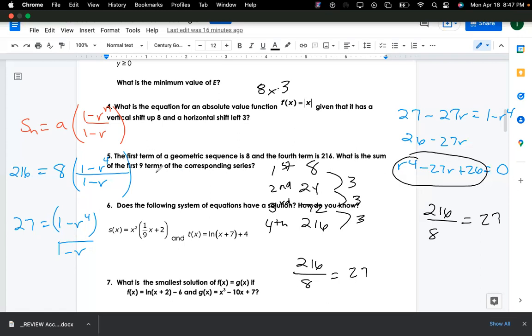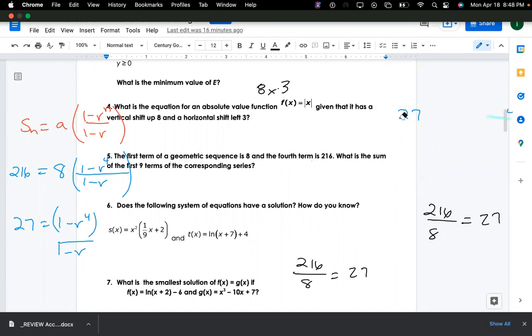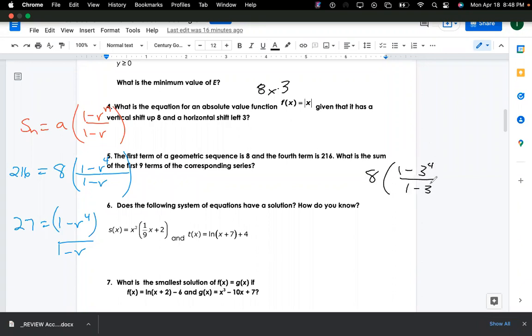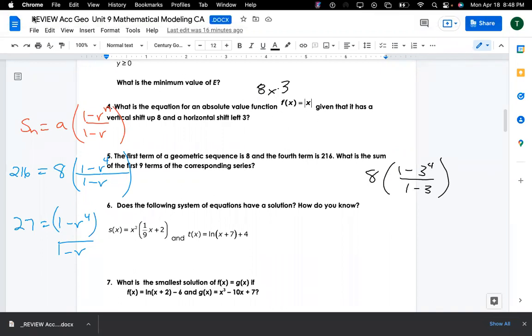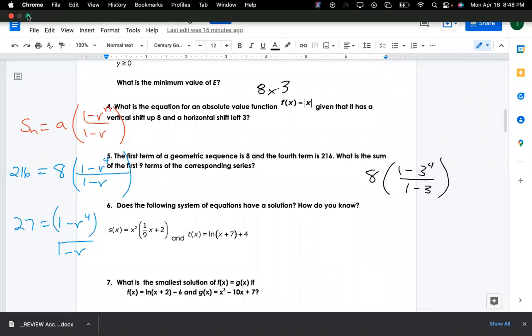Okay, so again, we're trying to figure out what is the sum of the first 9 terms. We figured out that our R is 3. So what we're going to do now is plug all of that into here. We said the rate is 3, so we've got 8 times 1 minus 3 raised to the 4th power over 1 minus 3. And we're going to go into Desmos and plug that into our calculator.